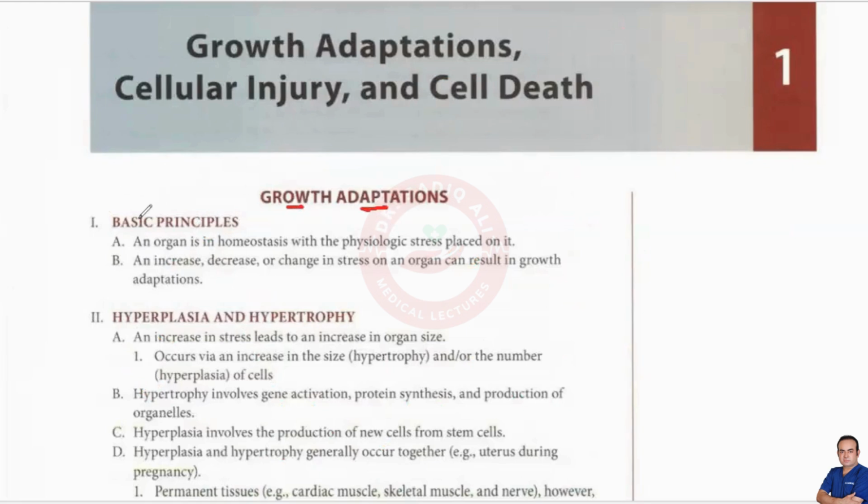Now, basic principles say an organ is in homeostasis. Homeostasis means that the organ tries to keep its internal and external environment near constant. With the physiological stress placed on it, an increase or decrease or change in stress on an organ can result in growth adaptation.